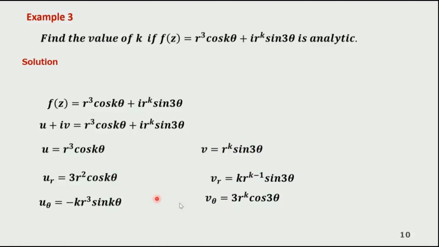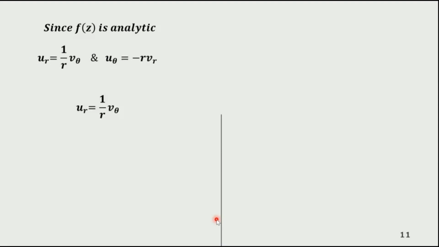So we can apply any one of the CR equations in polar form. We know that u_r is equal to 1 by r v_theta. So we have to multiply v_theta by 1 by r and equate both. We will get u_r, and v_theta multiplied by 1 by r. Simplify and get the value of k. Tell me what should be the value of k then.